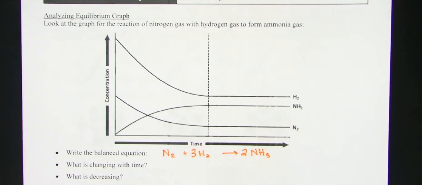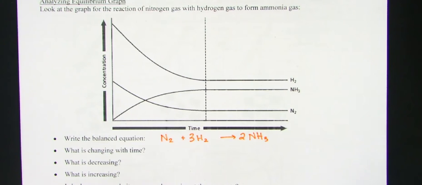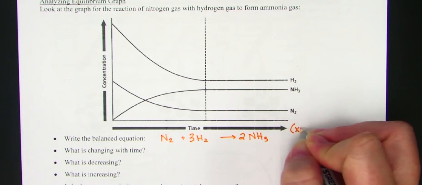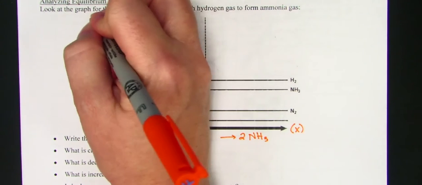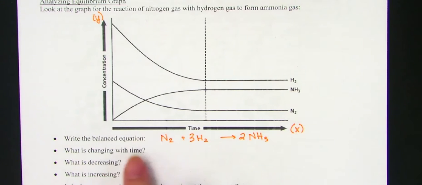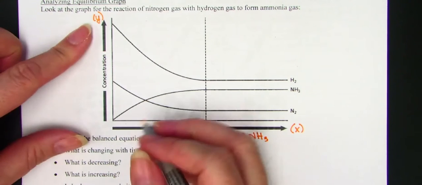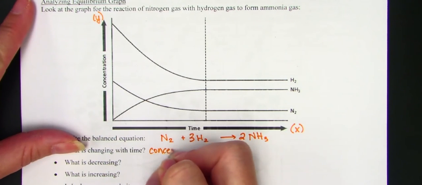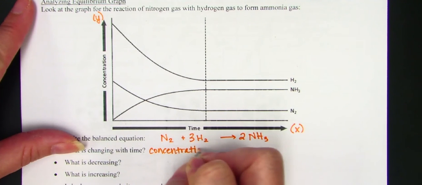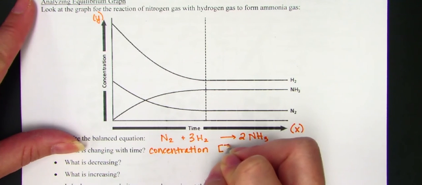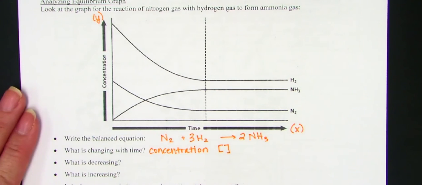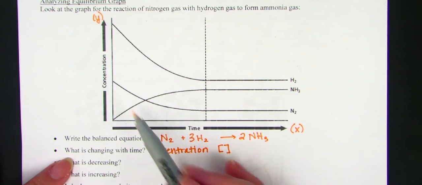So the next question is, what is changing with time? So if we look at this graph, on the x-axis is time, and on the y-axis is concentration. So over time, what is changing is concentration. Remember, we also abbreviate concentration using the brackets.